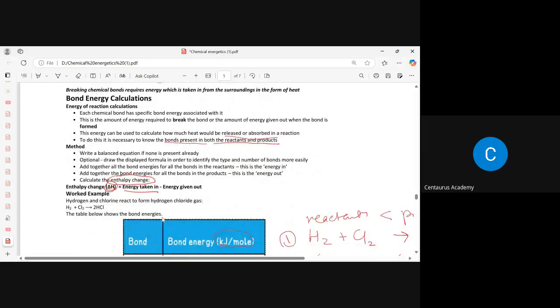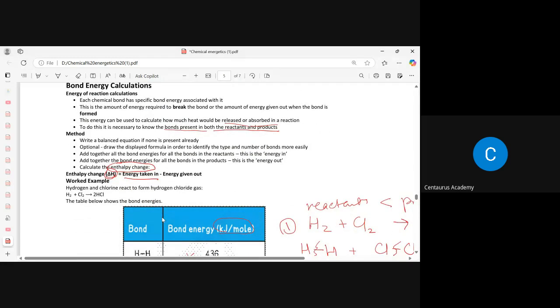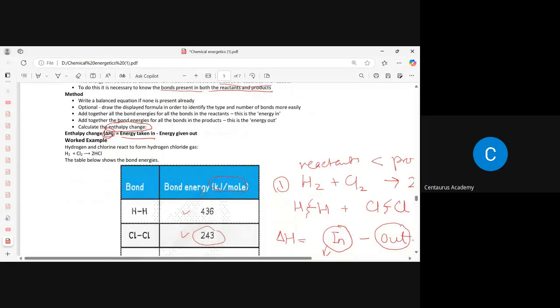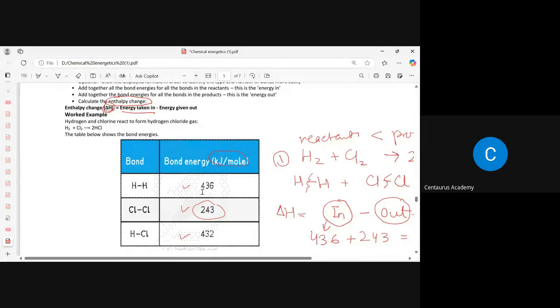Now let's move on to bond energy calculations. There are usually two dimensions in which the examiner can ask you questions here. You will either be given the bond energies table. All the bond energies are in kilojoules per mole. And what is bond energy? Bond energy is the amount of energy required to break a particular bond, or 1 mole of bonds.